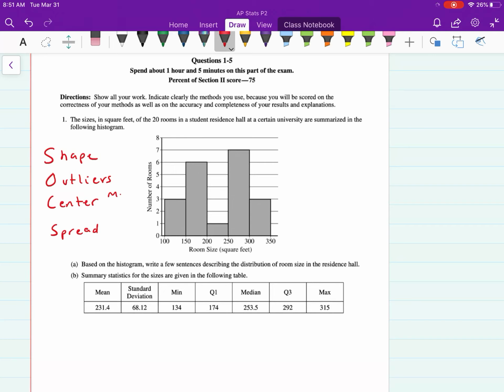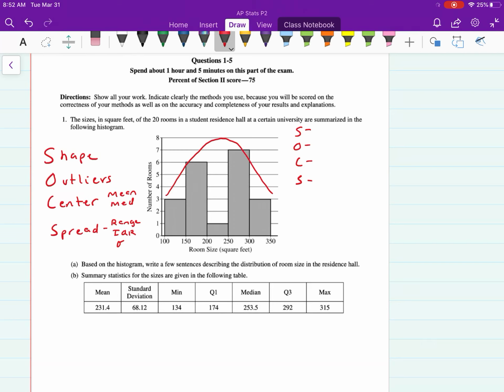All right, with regard to center, the two measures of center that we've discussed are the mean or the median. And for spread, you can discuss things like range, interquartile range. You can even use standard deviation if you want. Certain things are easier to use than others depending on the distribution. We have here a histogram. So what I like to do first is do a general guide here and just briefly write down what each of these things are and then put it into sentences.